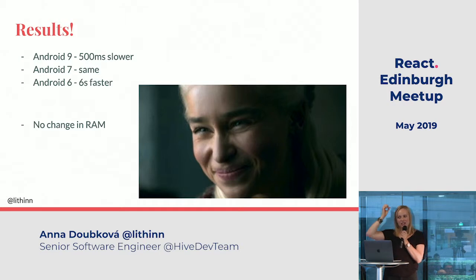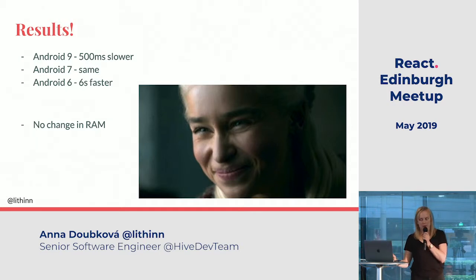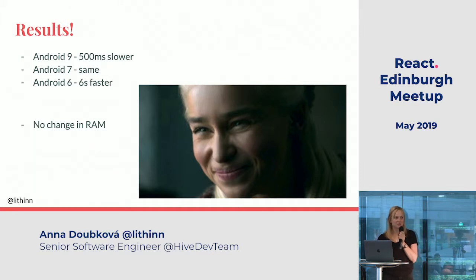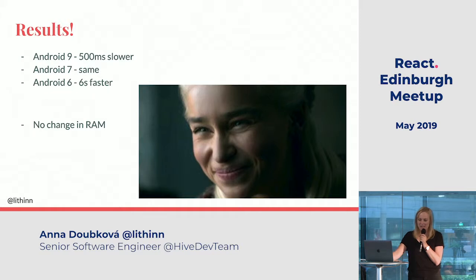On Android 9, which is like the latest operating system, things were actually half a second slower than they were. On Android 7, they stayed pretty much the same. And on Android 6, like really old devices, it went down from 26 seconds to only 20 seconds, which, it's nice that it's 6 seconds faster, still 20 seconds though. And there was absolutely no change to our RAM consumption. So I was quite annoyed at that. That's like the latest finding from this week.